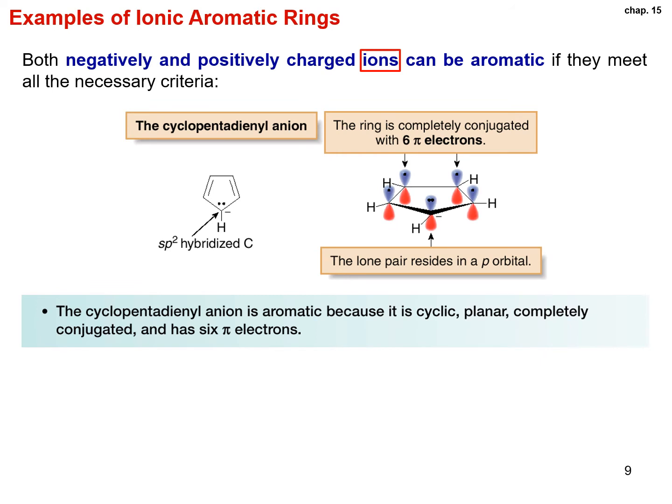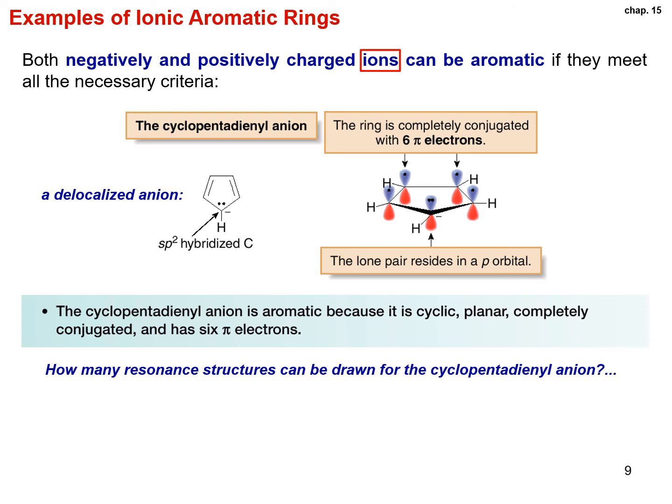Ions, that is, negatively and positively charged compounds, can also be aromatic if they meet the criteria for aromaticity, those 4 criteria. In the case of the cyclopentadienyl anion, it does. It is cyclic, it is conjugated, it is planar, and it has 4n plus 2 pi electrons. This carbon is sp2 hybridized so that these 2 electrons can get involved in the conjugation.